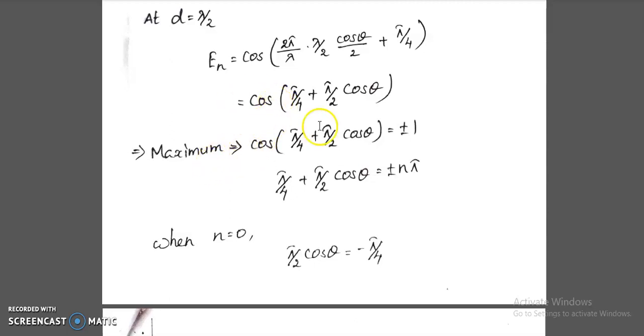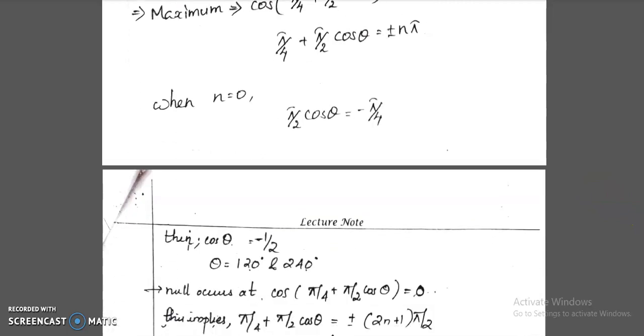The maximum occurs at plus or minus 1. So the cosine has plus or minus 1 at plus or minus n pi. So equate to plus or minus n pi. When n is equal to 0, you will get pi by 2 cos theta is equal to minus pi by 4. And finally you will get theta is equal to 120 and 240 degrees. Here we consider n is equal to 0 only. In other cases, you will not get a realizable value.